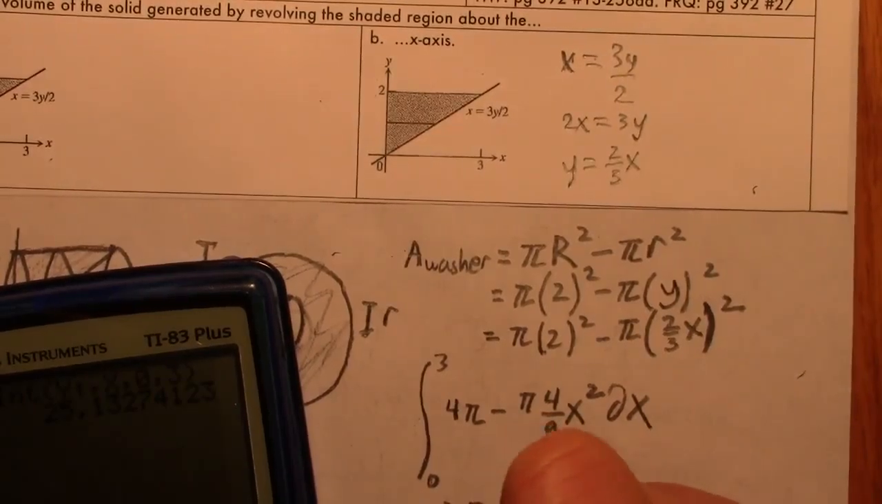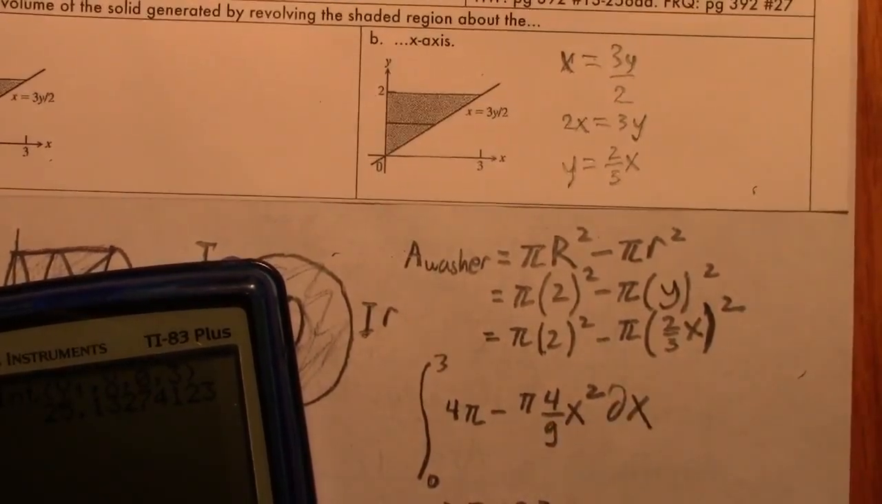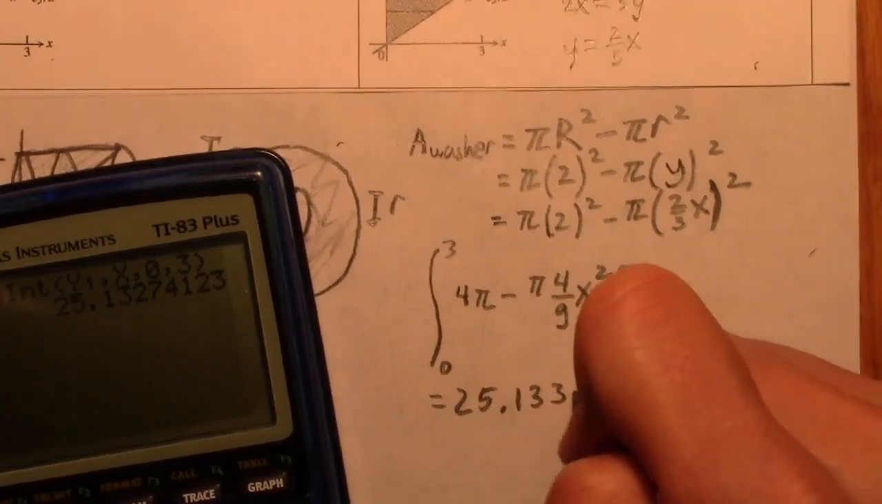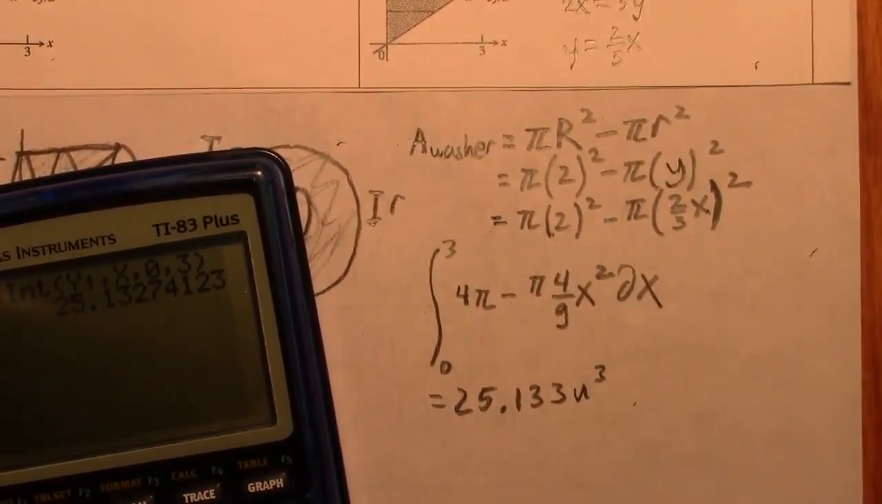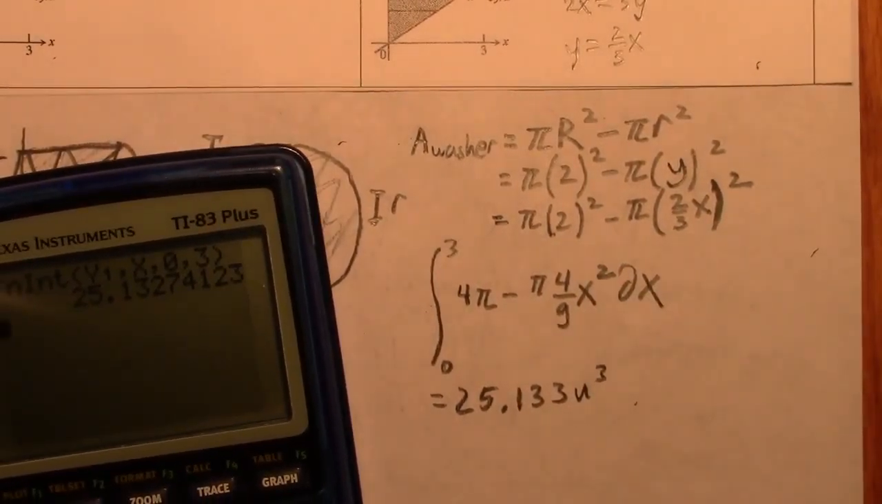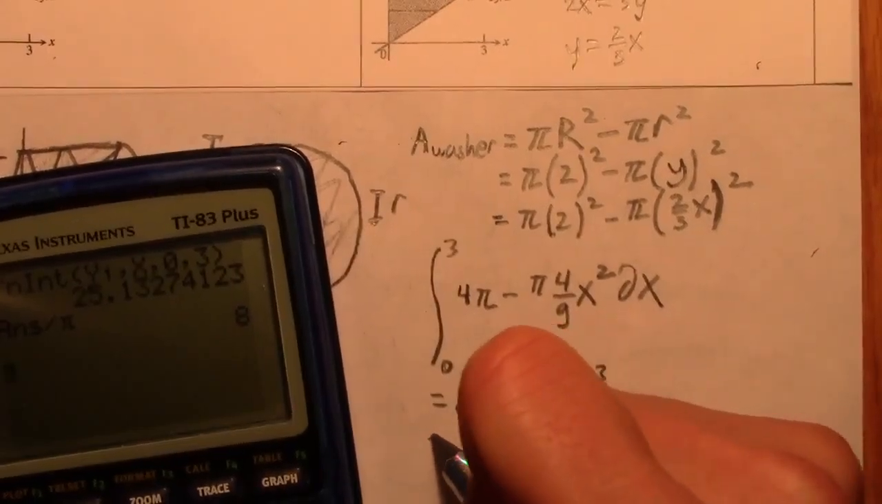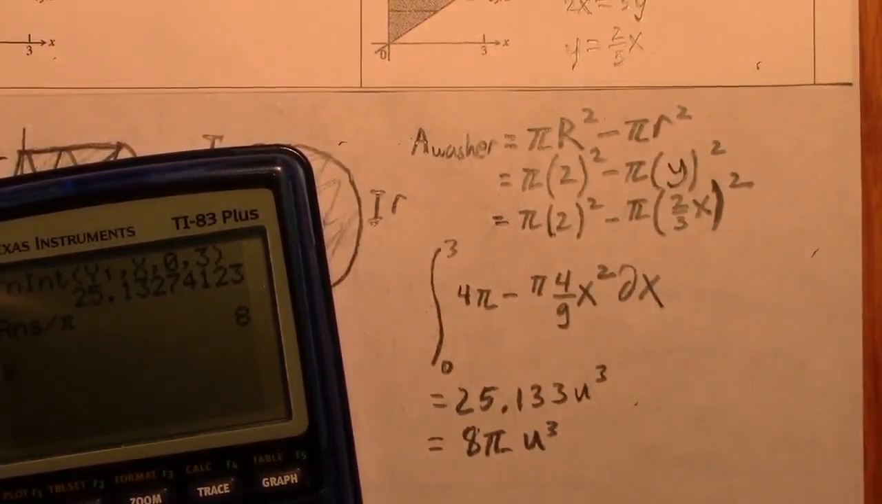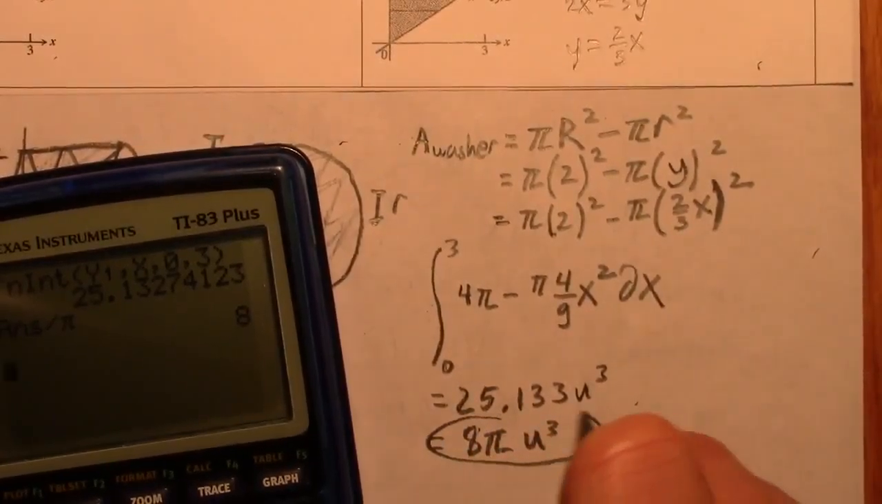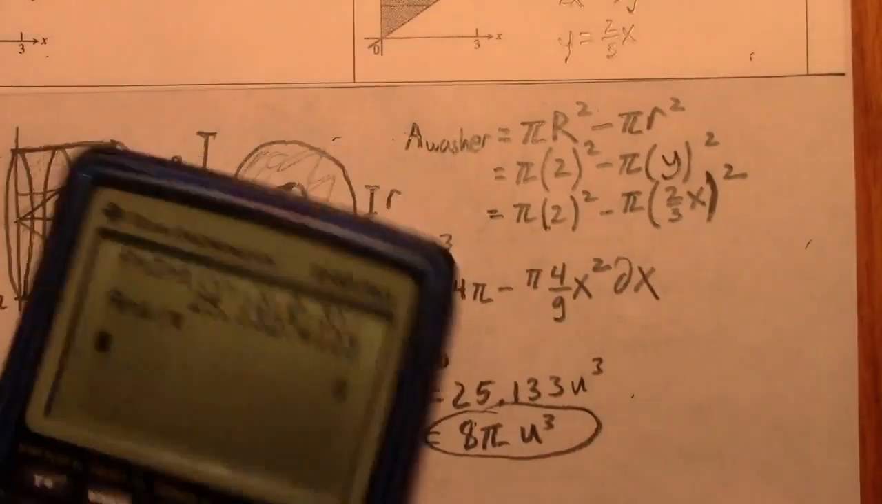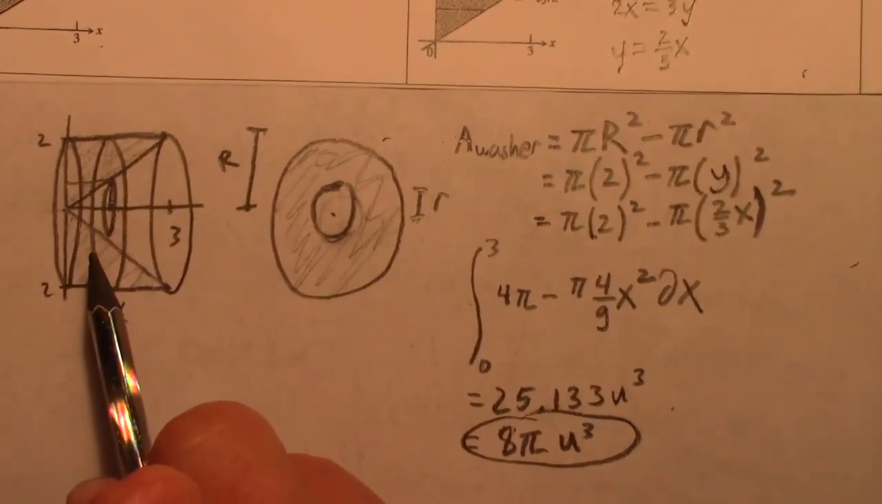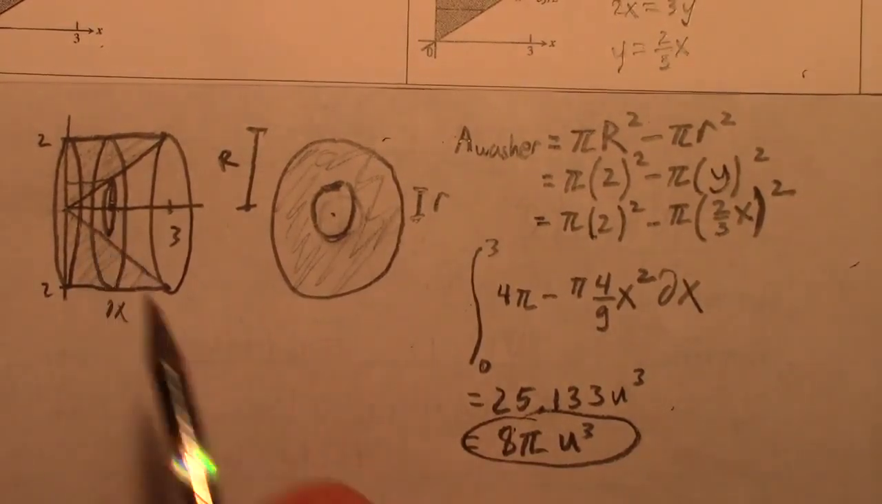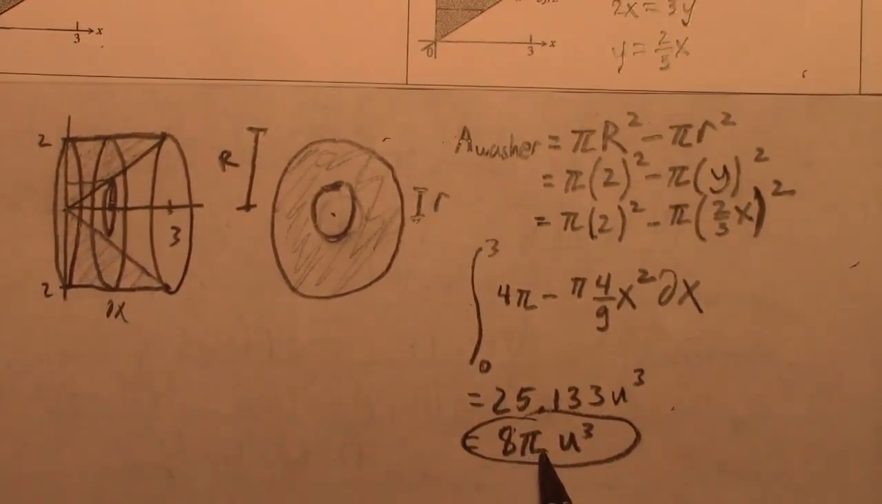25.133, which I feel like is going to be something prettier because we got circles, we got washers. I'm going to divide by pi. Right. It's 8 pi units cubed. That's cleaner. So the volume of this cylinder with a cone bored into it is 8 pi units cubed.